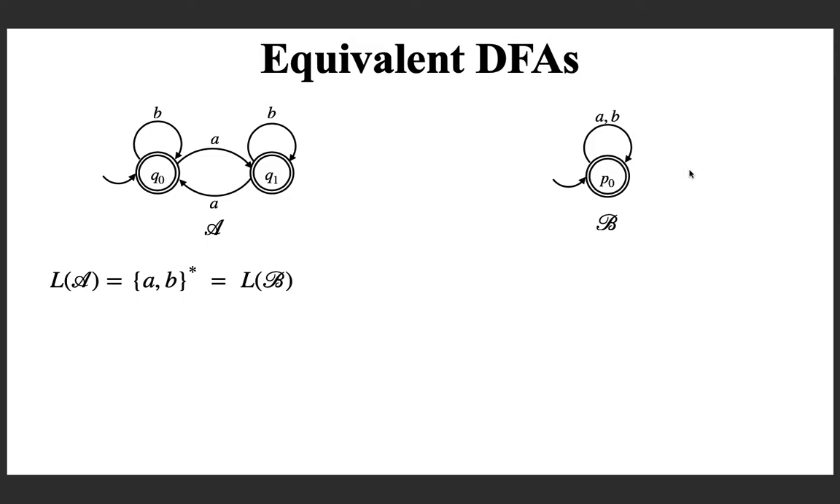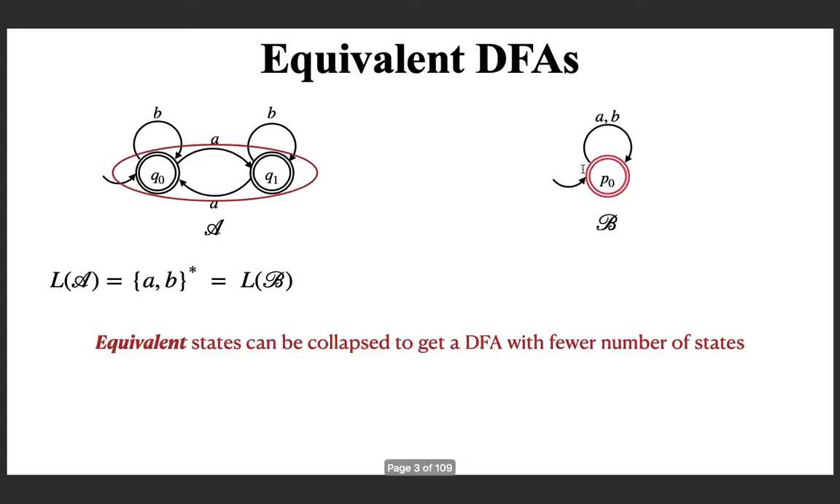So here an example pair of DFAs is given, A and B, and both A and B are accepting the same language and hence they are equivalent, and B is the minimal state DFA. The question is, how can we obtain B from A? The answer is, you find the equivalent states Q0 and Q1, you merge them into a new state, and that is how you can do it.